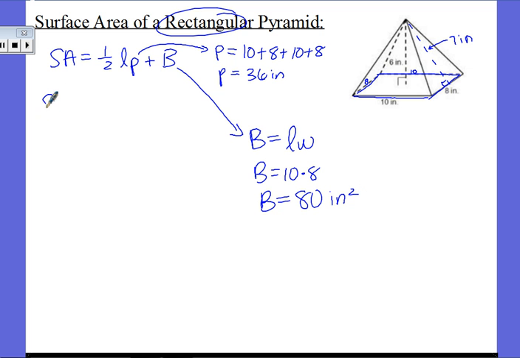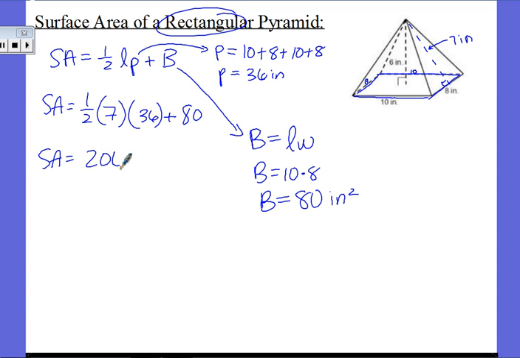Now I can substitute everything into my original formula. I still have 1/2. My slant height is the height going down the side of the pyramid, and that is 7. And then my perimeter is 36, plus my area of my base, which is 80. So we're going to type this into our calculator as 1 divided by 2 times 7 times 36 plus 80. So let's try that. And that gets us a surface area of 206 squared inches.